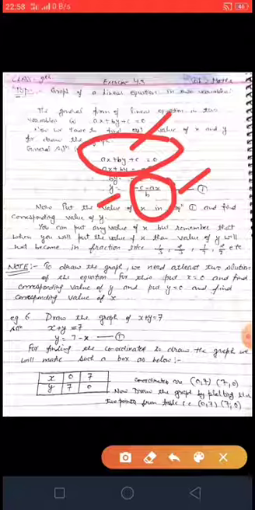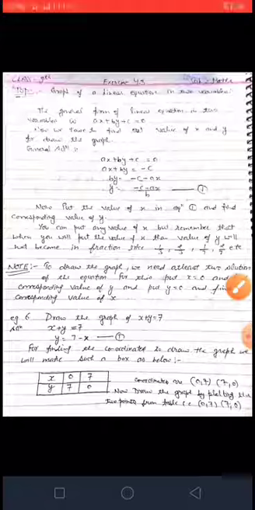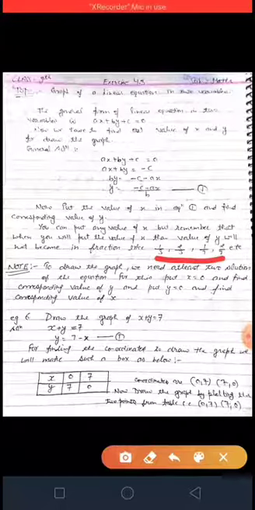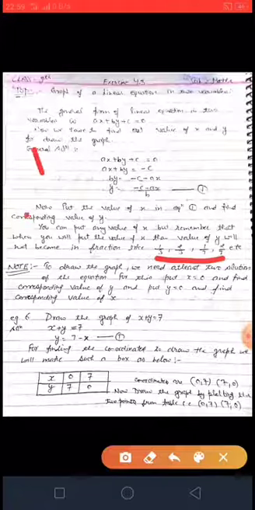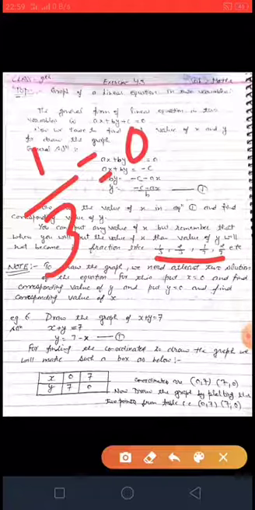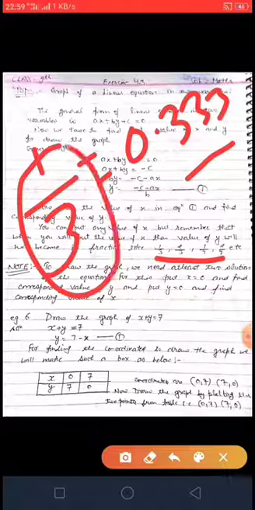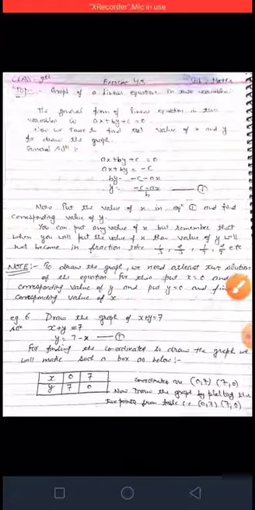Clear? And you have to remember that when you put the value of x, the value of y should not become a fraction like 1 by 3, 2 by 3, 1 by 7 or 2 by 7, because 1 by 3 means 0.3333 and so on. That value does not terminate, so we cannot draw such a value on the graph. Clear?